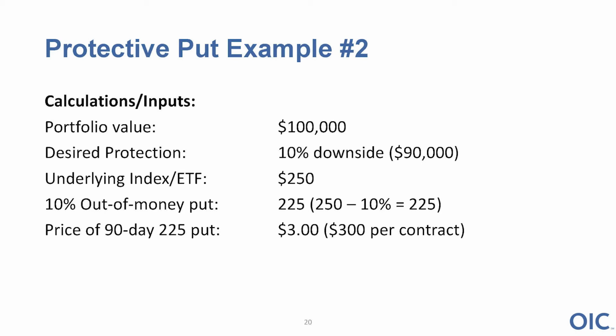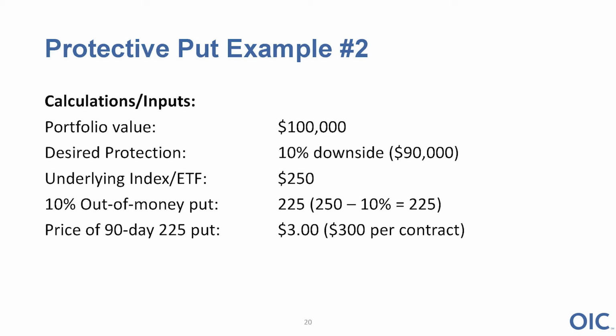So the difference between 90,000 and 100,000 could be considered our deductible. That's what we're willing to lose. But we want protection once it gets down 10%. So we see that there's a corresponding ETF. It's trading at 250, and we're looking to buy the 10% out-of-the-money put.